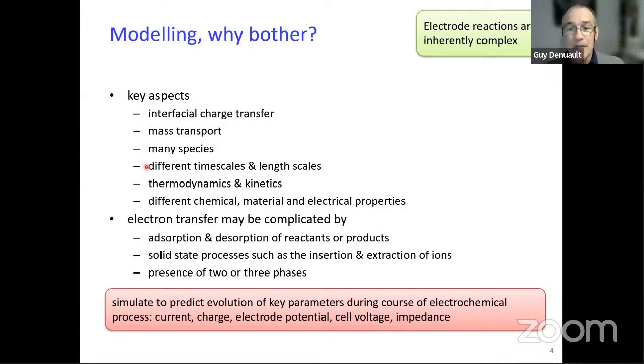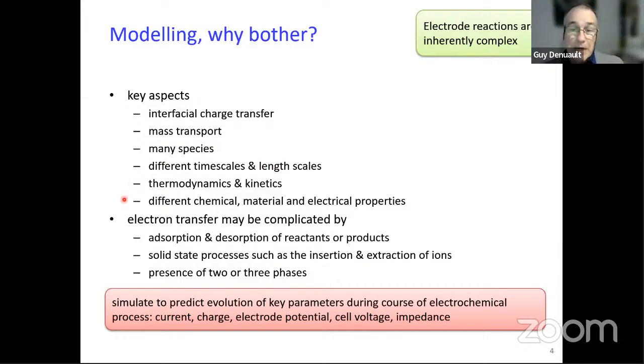There will be different time scales and length scales. So this is really critical. I will show you in a few slides the different time scales and length scales that we need to take into account when modeling electrochemical problems. Of course, because we are dealing with chemistry, there are issues regarding thermodynamics and kinetics, and we need to be able to simulate both, sometimes together, sometimes separately. So we need to see how that can be implemented in the model.